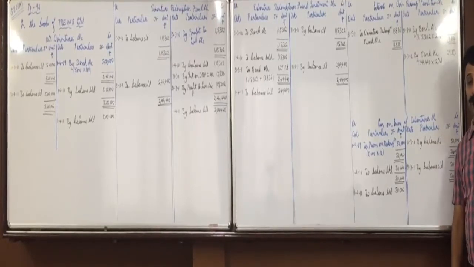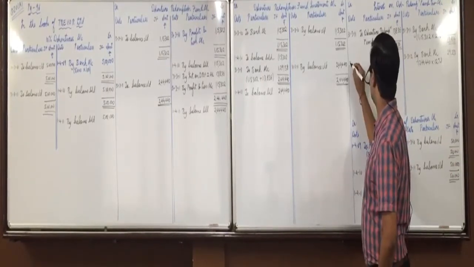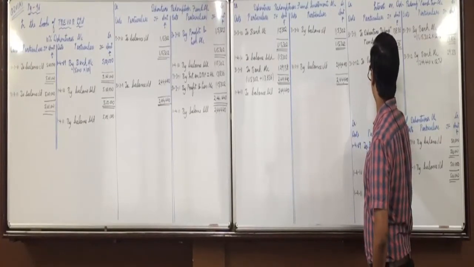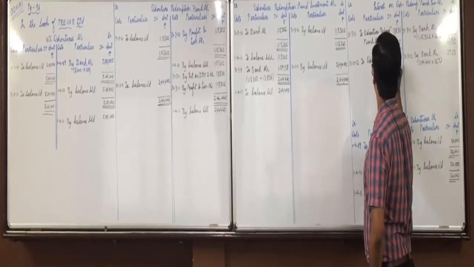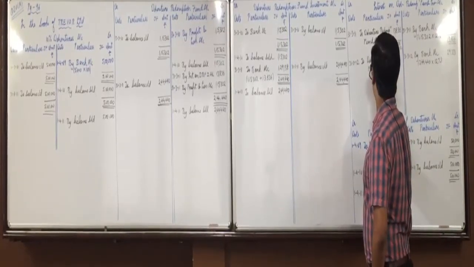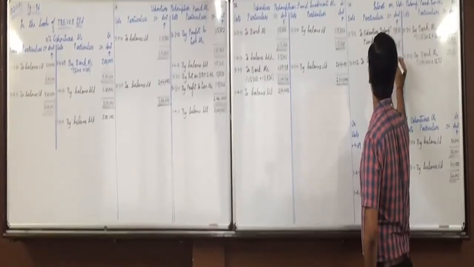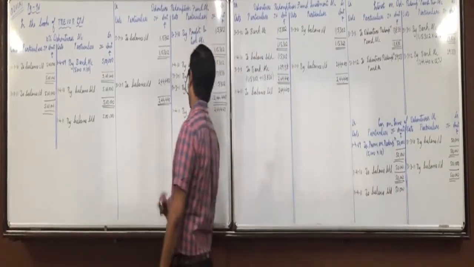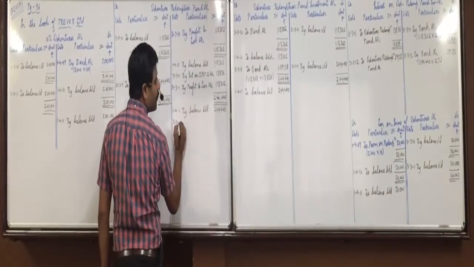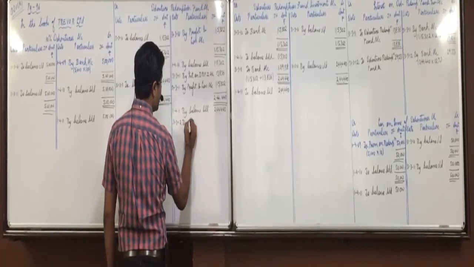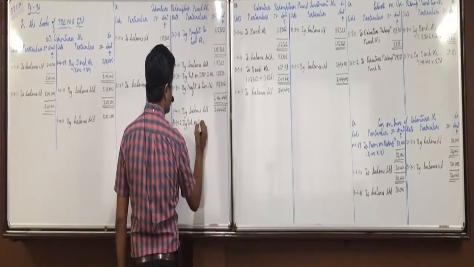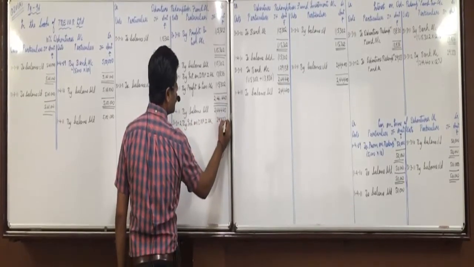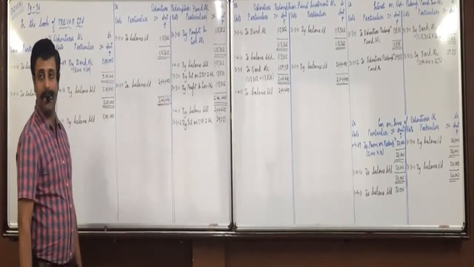Then interest account debit to debenture redemption fund. So interest account debit side to debenture redemption fund account, 29,333. And in fund account on credit side, by interest on debenture redemption fund investment account, 29,333. So everyone is clear with this? Yes.